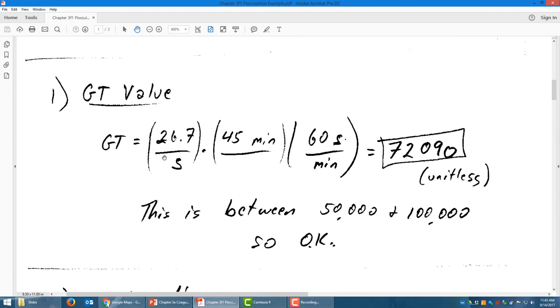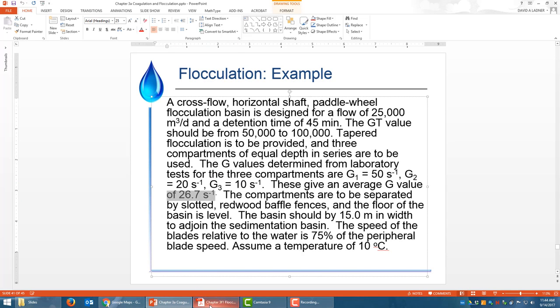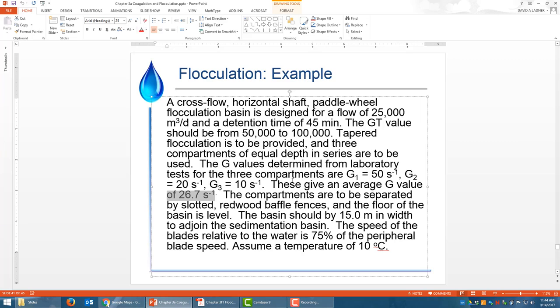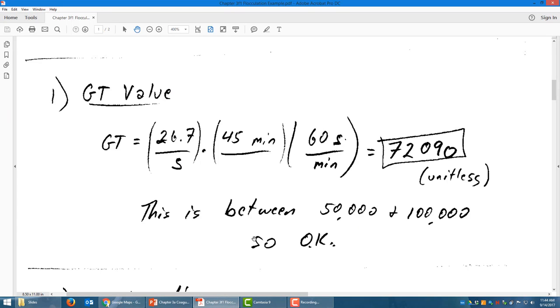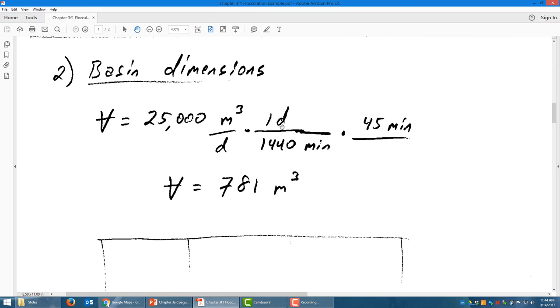Let's take a look real quick and see, where did these numbers come from? 26.7 seconds. Let's maybe look up here. 26.7, the average G value was given there. And 45 minutes, I believe the retention time of 45 minutes was given. Yes, they call it detention time, same as retention time of 45 minutes, and that's how we can calculate our GT value. On to step 2, the basin dimensions.